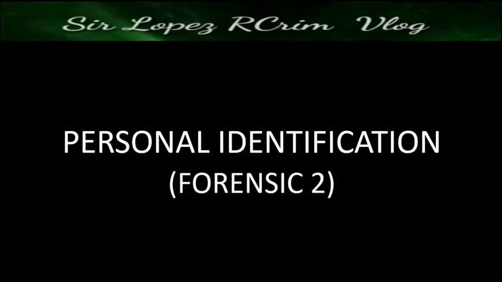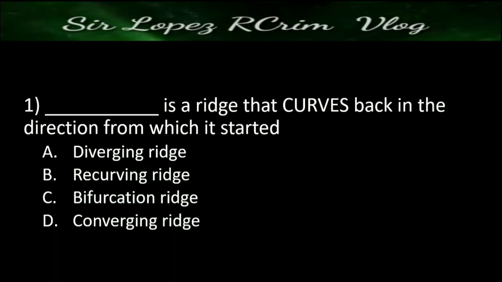Question number 1. Blank is a ridge that curves back in the direction from which it started. Letter A, diverging ridge. Letter B, recurving ridge. Letter C, bifurcation ridge. Or letter D, converging ridge.